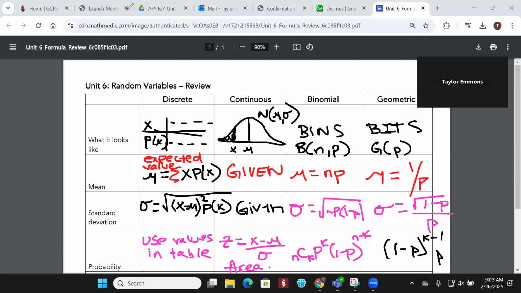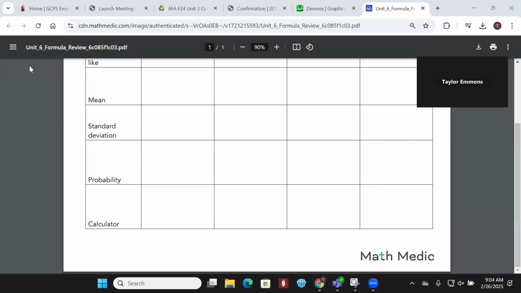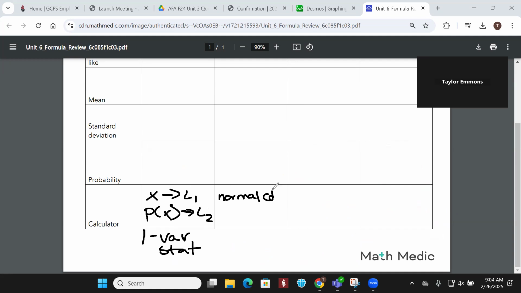Bless you. The key is to be able to use your calculator. That's the fastest way to do this. So with the first one, discrete, remember, you're going to put your x values in list 1, then you're going to put the probability in list 2, and then you're doing one variable stats. For the continuous, you're going to use normal CDF.